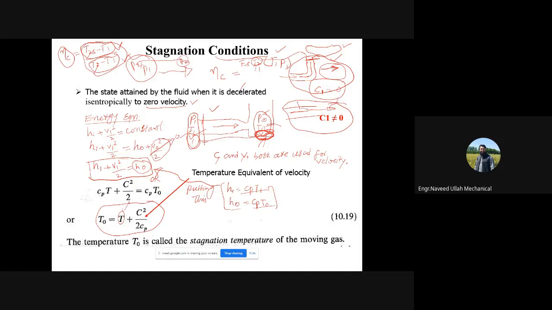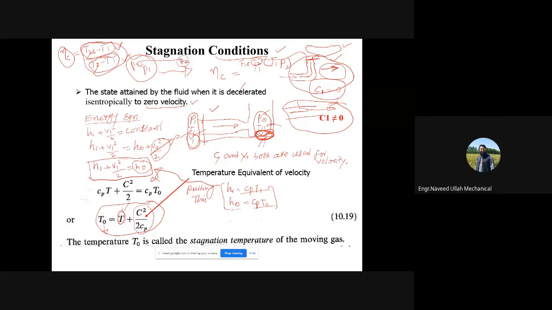This is the static temperature. This is stagnation temperature, right? T0, that is used for stagnation temperature, that we are basically measuring, our thermocouple is measuring, is equal to static temperature plus this term. And what is this term?